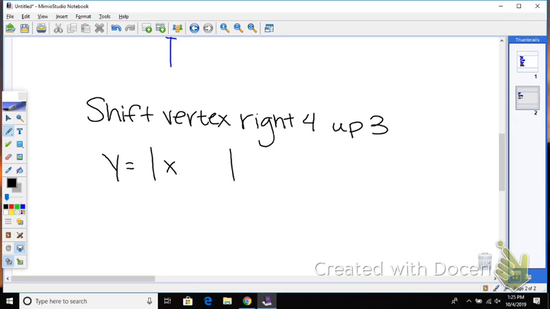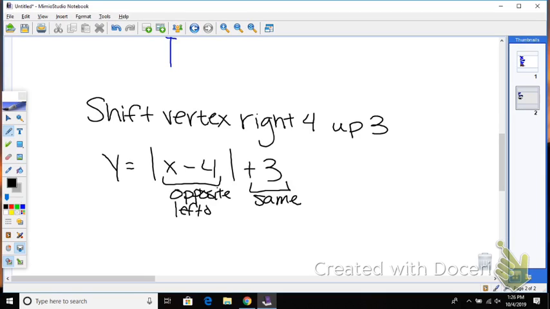So inside here tells us left or right. Right? Correct? Okay, so if I want to go right 4, what do I need to have in here? Well, minus 4. And then out here tells us up or down. So if I want to go up 3, what do I need on the outside? Plus 3. And I told you the slope was the same, so that's your equation. So if we're shifting to the right, we're going negative. The inside is opposite. This is the same. This is left or right. This is up or down.